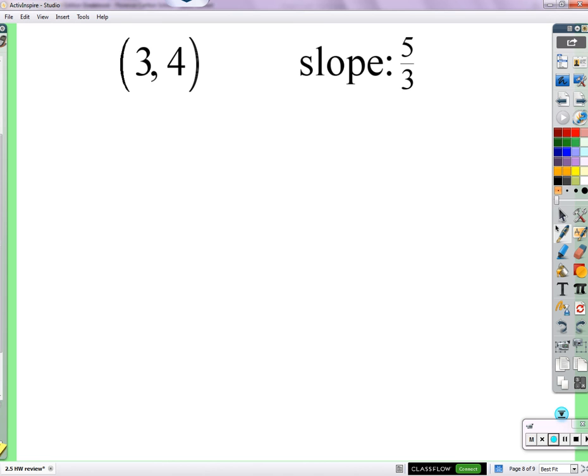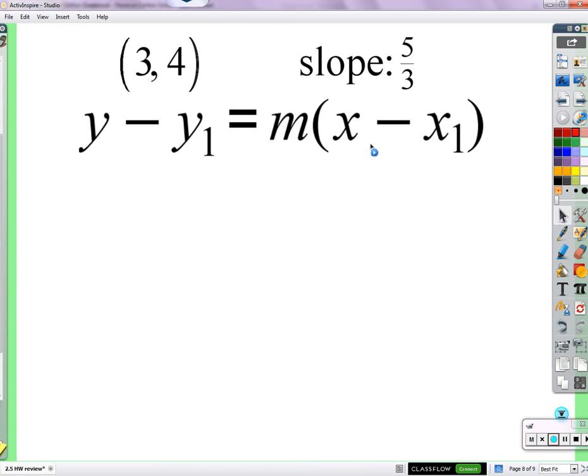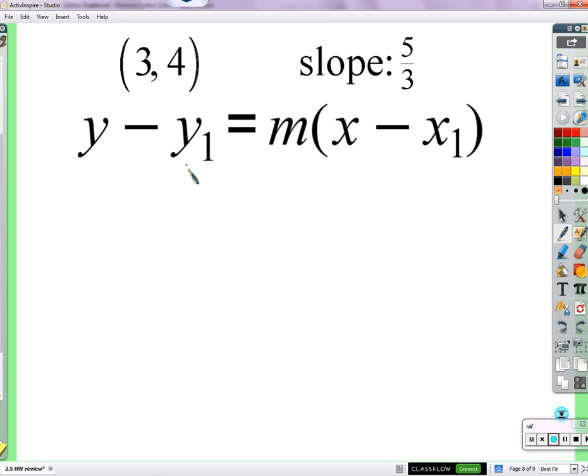Okay, so let's give a real basic example. You see, here we have a point and the slope, right? And so we're using point-slope form. So, like I said, that's the slope. So on this side, we're going to have 5/3.